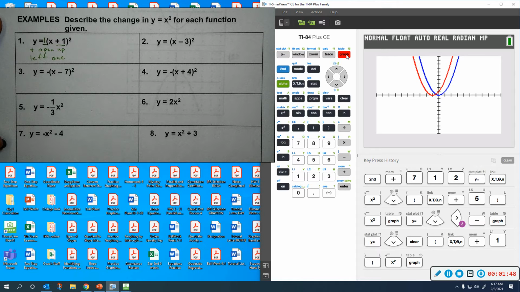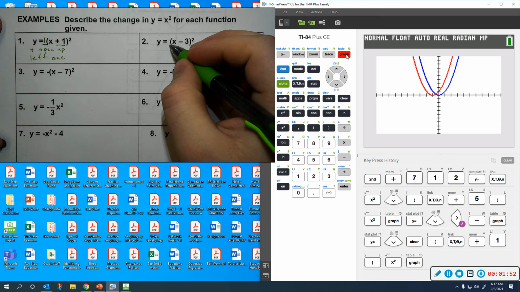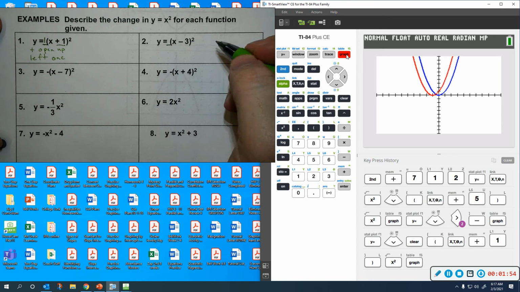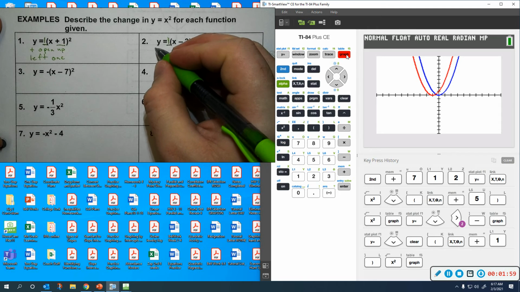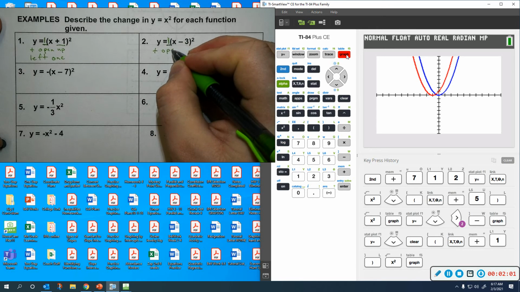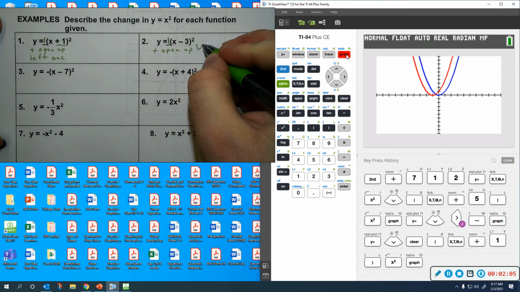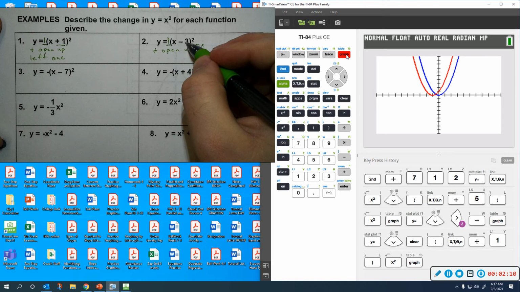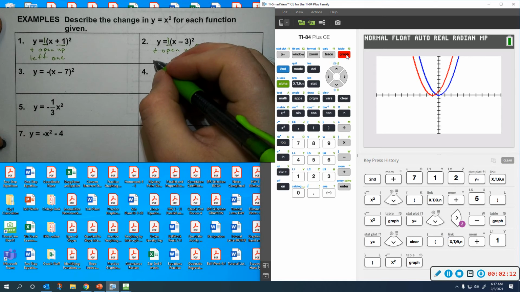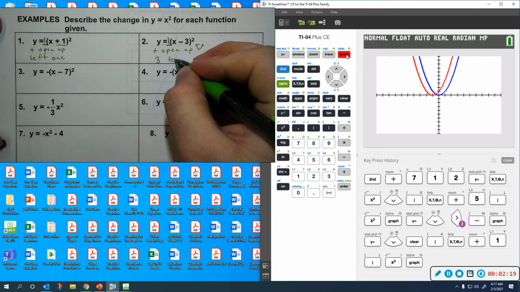Let's move on to number 2. Y equals x minus 3. Well, look at the number first. On the outside, there is a sneaky 1, so it's positive. So this one, since it's positive, it's going to open up, which means it's going to look like this if you need to see a visual picture. And since this is minus 3, and we remember that x lies, it's going to move 3 to the right.